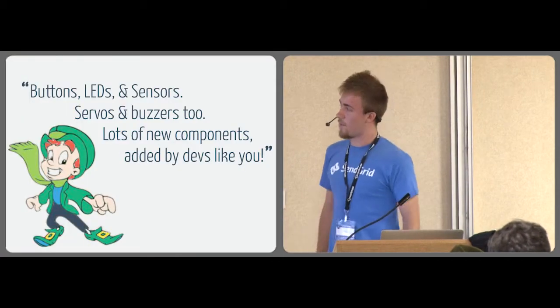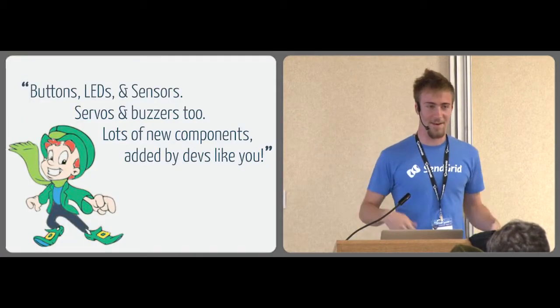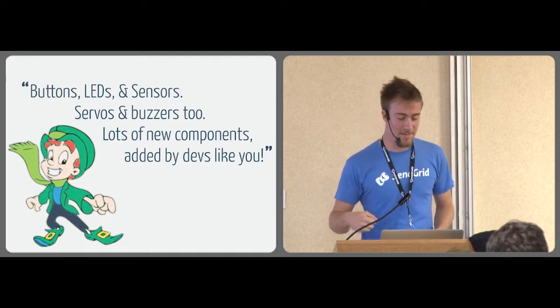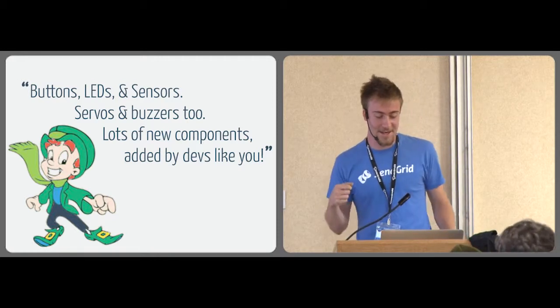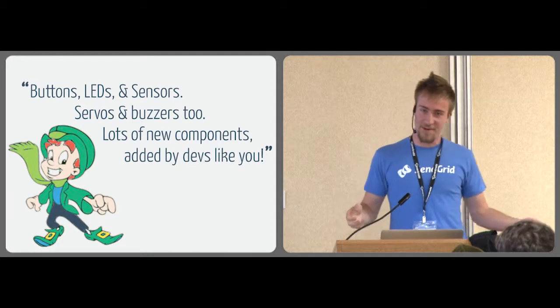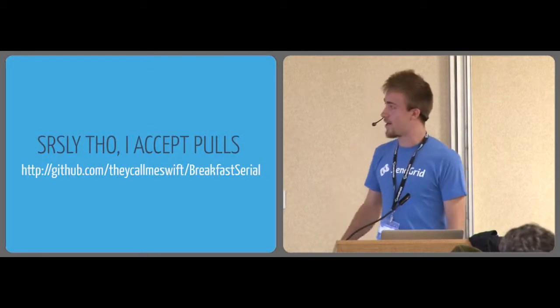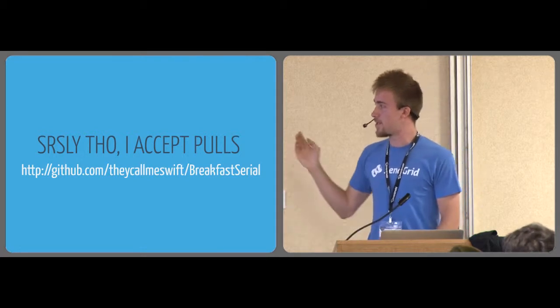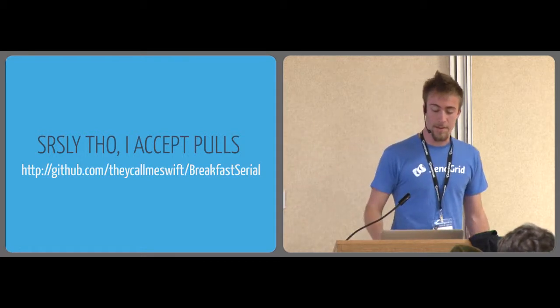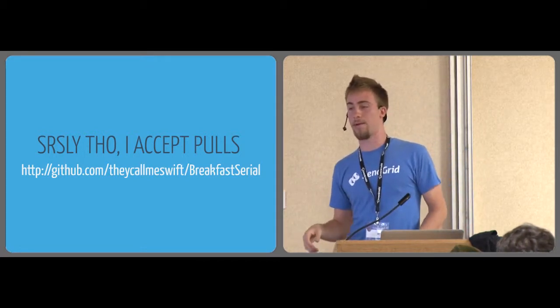So I made up this little rhyme about all of the components, and I can imagine the Lucky Charms guy saying: buttons, LEDs, and sensors, servos, buzzers too, lots of new components added by devs like you. So it is open source. It's on GitHub: github.com/theycallmeswift/breakfastserial. I'm adding components pretty regularly.